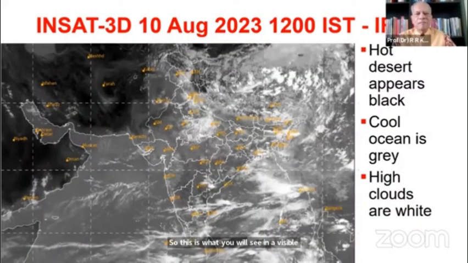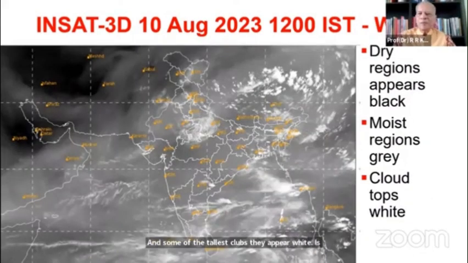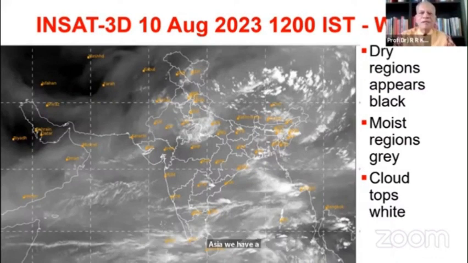Same time, same date. If you take an infrared picture, something different happens. Now the hot areas appear black because the temperature comes in. The oceans appear gray, and some of the tallest clouds appear white. This is the third alternative, the water vapor channel image for the same time and same date. Here things are very different. The monsoon has set in, it is active, and you have moisture everywhere. So only in the northwestern region of South Asia, we have a blackish, grayish sector, where everything else is gray and white.